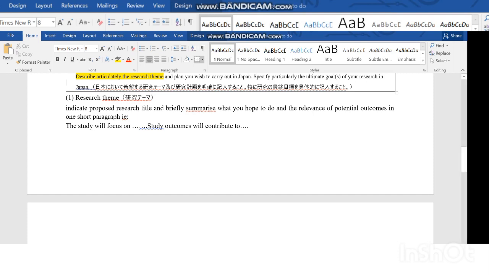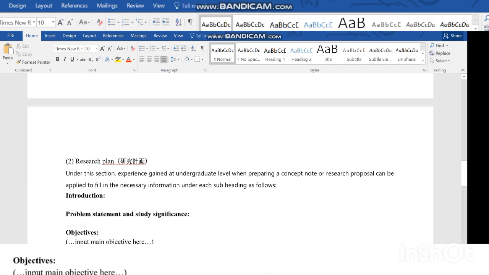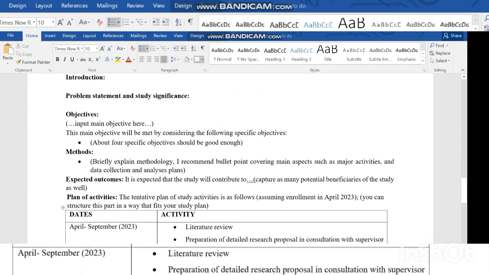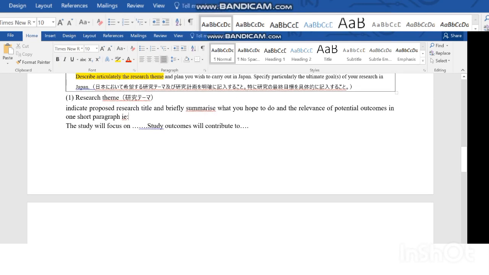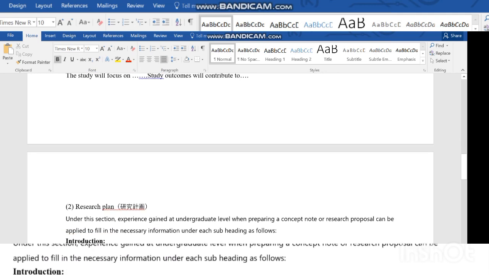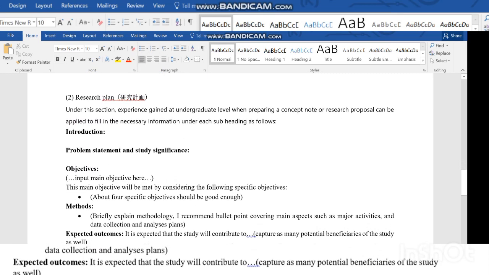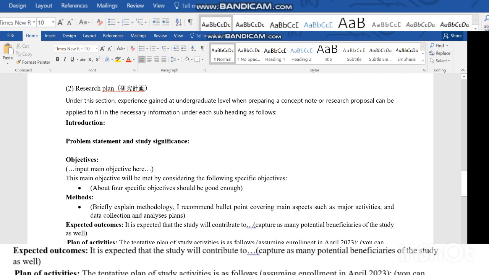So this research theme is a very brief, one paragraph long summary of what you will then start to talk about in your research plan, because the plan is just to give them an idea that this person has thought about how they are going to actually achieve the goals of this stated research theme, is what personally I understood that they were asking for in this document. And again, take everything I'm saying with a grain of salt.